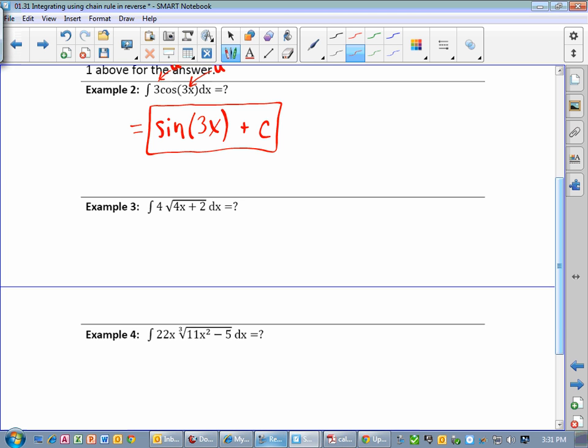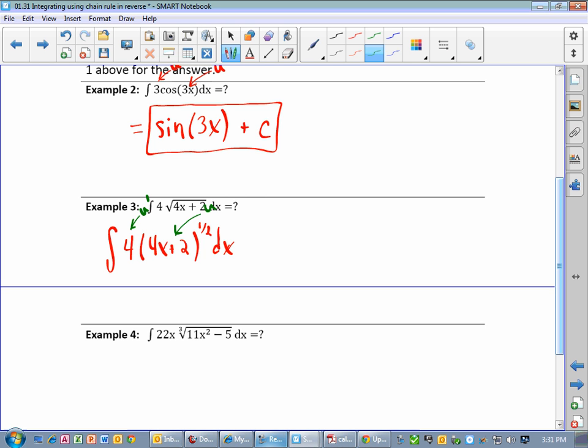Let's start off by, we have a square root. How do we want to rewrite this? Rewrite square roots as fractional exponents. So 4 times 4x plus 2 to the 1/2 dx. Now, I'll call it u here. What is the inside? 4x plus 2. So this is our u. What is u prime? What is the derivative of 4x plus 2? 4. So we've got the u prime. So we can think of this as if it were just the integral of u to the 1/2.